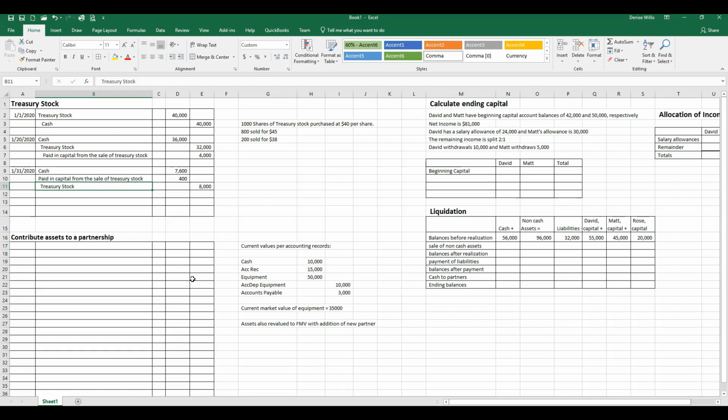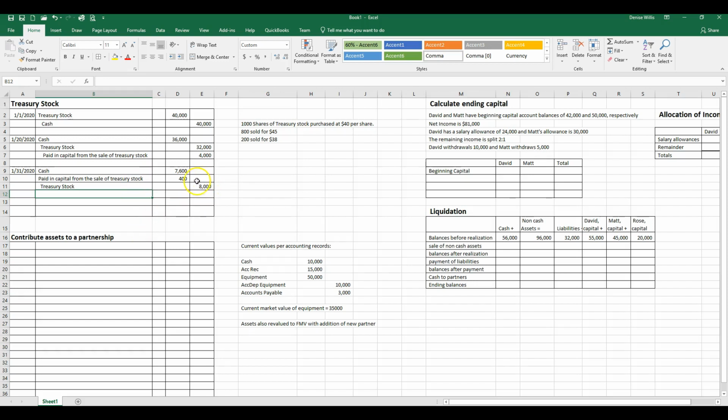So before we leave the treasury stock area, I'll ask you a couple more questions. One, what is the gain or loss from buying and selling this treasury stock? We bought it at 40. In the first transaction, we sold it at 45. So what is the gain? 0. You do not recognize gain or loss from selling your own stock. That's why we have this paid in capital from the sale of treasury stock line. It goes straight to the stockholders' equity section. You don't recognize gain or loss.